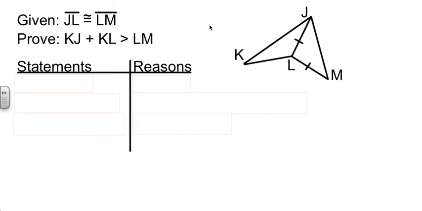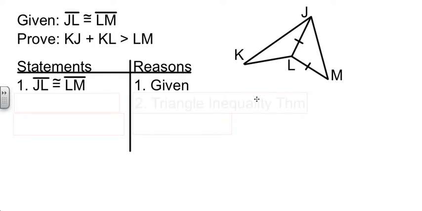And we'll conclude this with the idea of doing a proof in this thinking. We're given that JL is congruent to LM, and we want to prove that KJ plus KL is bigger than LM. Now we could do this with an indirect proof, but that's not fun. So we'll do it with a direct proof. We'll start with the given information.